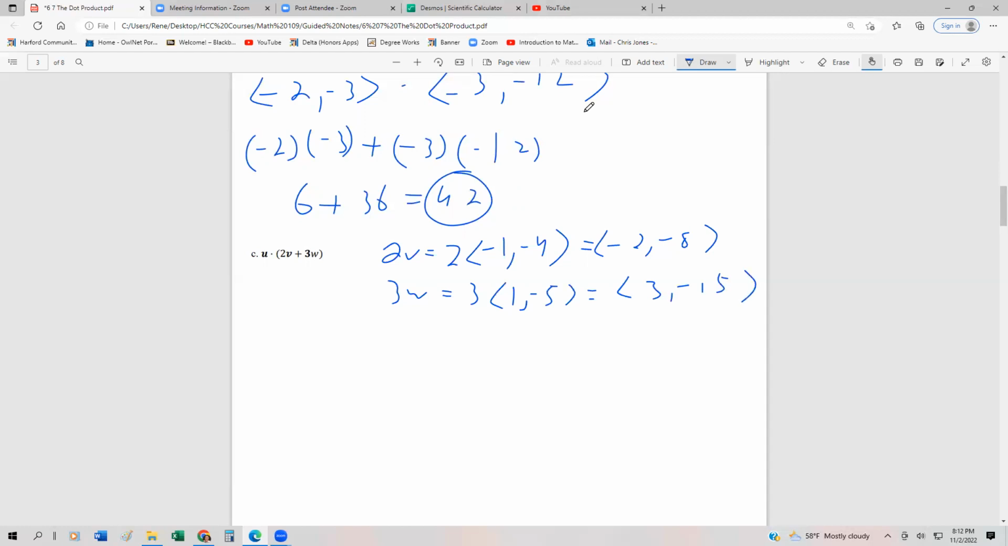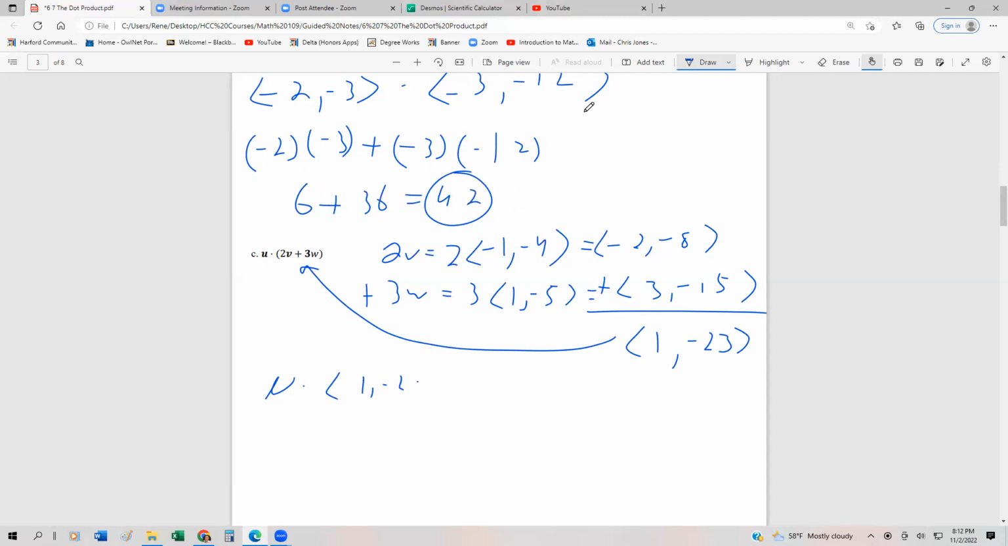Now we can add those together. We're going to add these two vectors together. And so -2 plus 3 is 1. -8 and -15 is -23. Finally, we're going to dot this with u. So this is going to be 2v plus 3w. Now we're going to have u dot that 1, -23.